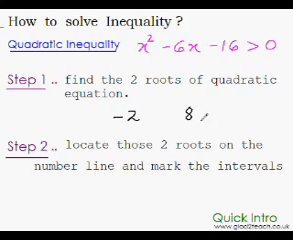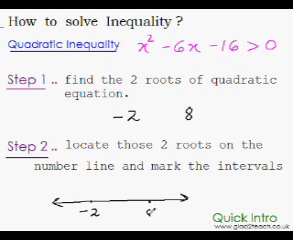Just locate these two roots on the number line. Just make this number line, and minus 2 you can put here towards the left, and 8 will be towards the right. Now you just have to mark the intervals. How do you do that? Very easy. If it is greater than, then the interval will be the outside region, like this one. That means all the values from positive 8 to positive infinity, and from minus 2 to minus infinity. This will be the answer interval.